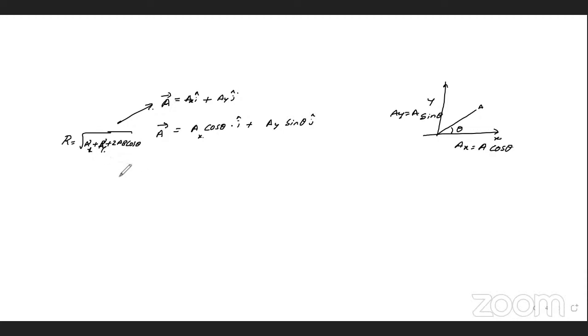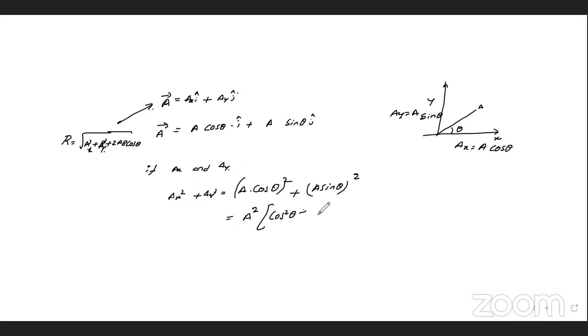Let's see the relations here. So in this case, I'm going to square it. When you square A_x and A_y, it is A_x square plus A_y square. So what is A_x square? A_x square is nothing but A cos theta whole square plus A sin theta whole square. So from the trigonometric relations, A square is common, and it will be cos square theta plus sin square theta. The trigonometric relation sin square theta plus cos square theta is equal to 1, which gives A square.